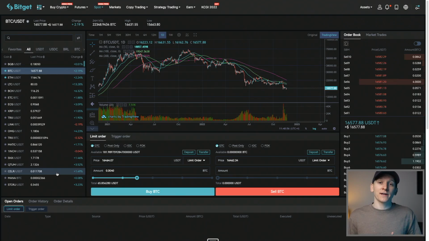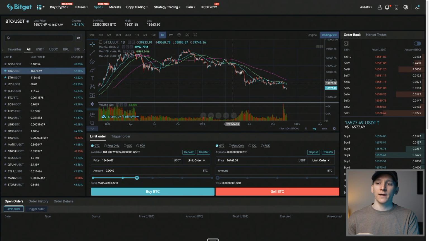Bitget uses something called TradingView, which is industry standard. It's a charting software. It's actually totally free as well. You can go to tradingview.com and use all of their charts for free. There is a paid version of it, but most people don't need it, and you actually get it for free within Bitget anyway, which is really great.